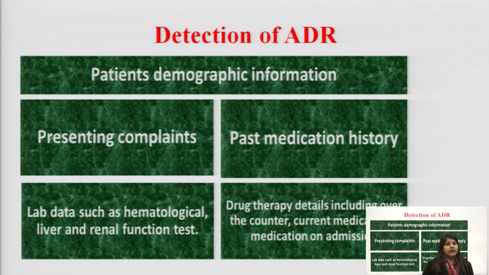Now moving on to detection of ADR. How do we detect ADR? First of all, the first is the patient's demographic information. We have to ask the patient about their background, and which place they belong to. If we know that in some area, say some XYZ community, people are suffering from communicable diseases, there is an endemic going on, then we know that patients are suffering from that problem.